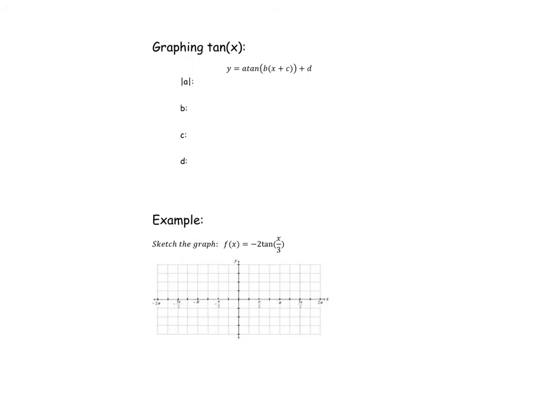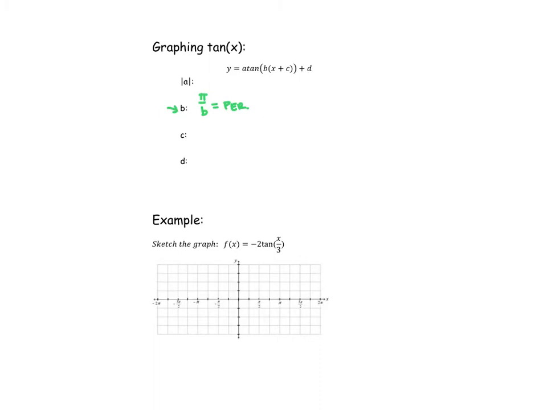Okay, so tangent, there's not a whole lot different with tangent, and I'm actually only going to highlight one thing. It's going to be B. With tangent, the period length is actually just pi units. So pi over B equals the period. All right, everything's the same with amplitude, with horizontal shifts or phase shifts, as well as vertical shifts.